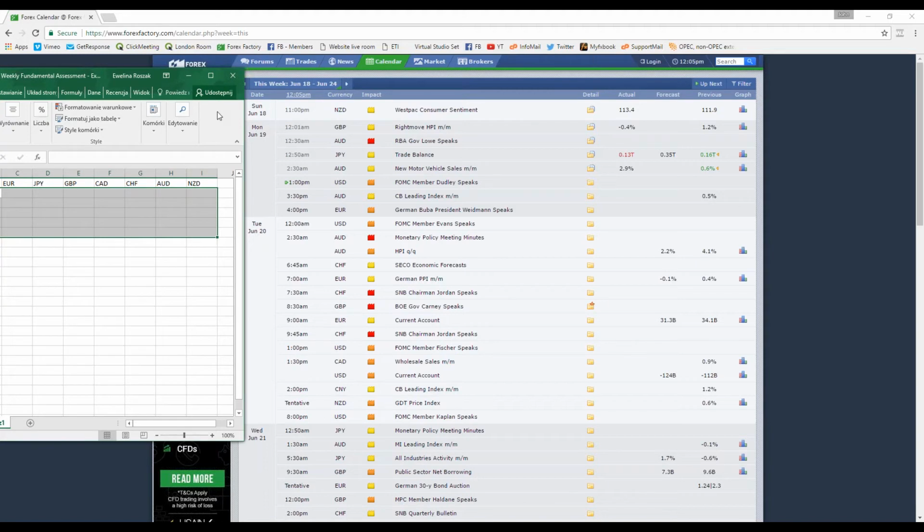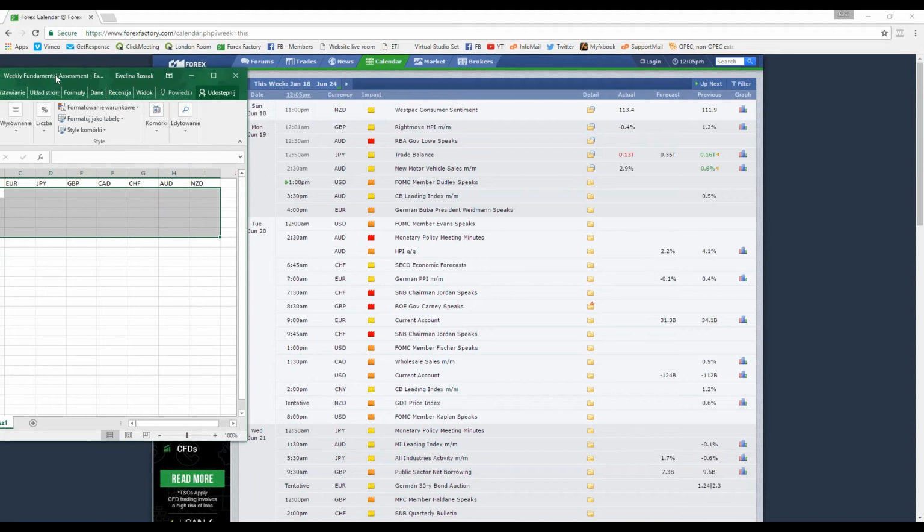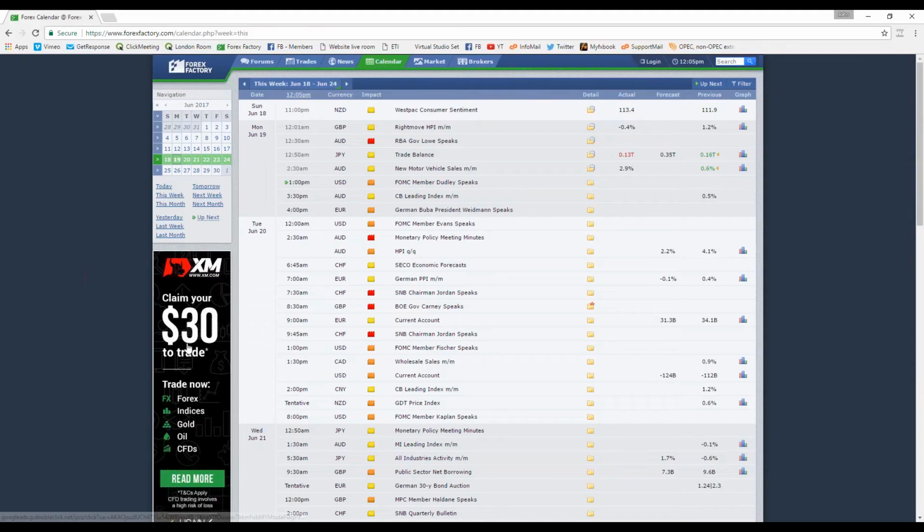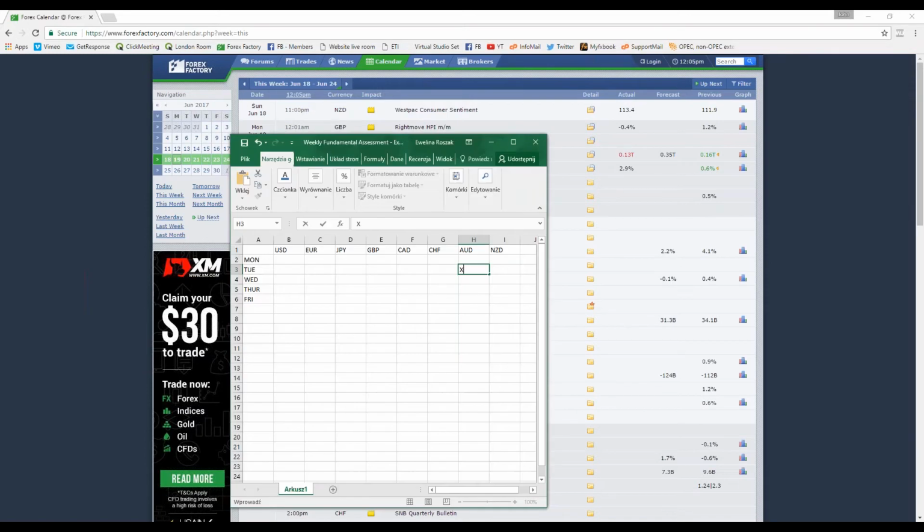Tomorrow, we can see the monetary policy minutes meeting for the Aussie dollar, which is coming early hours of tomorrow morning. So we are going to put down a large check for the Aussie dollar tomorrow. Let me just get this back up.